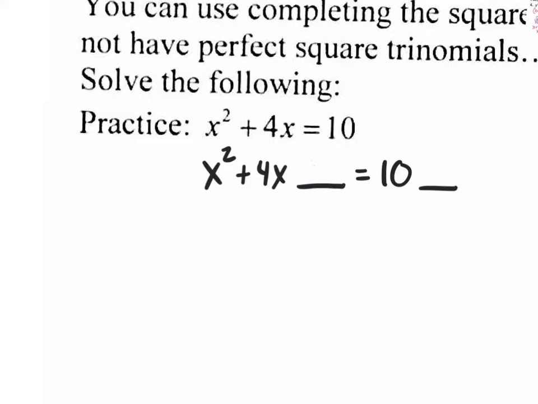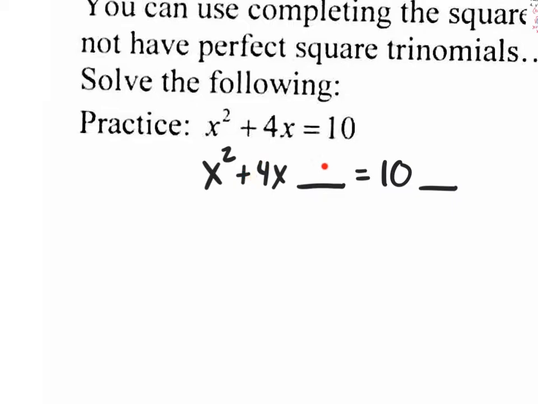So the very first thing to do is make sure that there's no number out here in the front. The a value has to be 1. If there was a 2, divide everything by 2. If there was a 7, divide everything by 7. You want to make sure that the a value is 1, and you want to make space for your new c value. So now let's complete the square by taking the b value, taking half of it, and then squaring it.